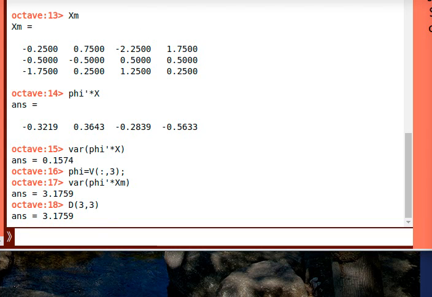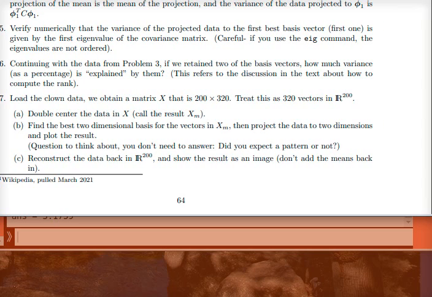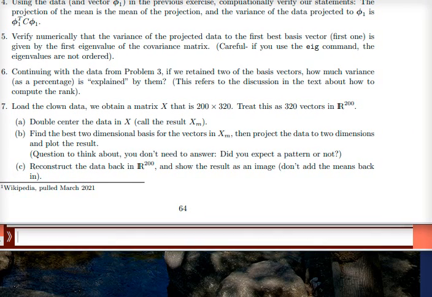Okay, we're continuing on with our video session here about the homework. So we're on number 6. Continuing with the data from problem 3, if we retain two of the basis vectors, how much variance as a percentage is explained by this plane, or by the span of those?